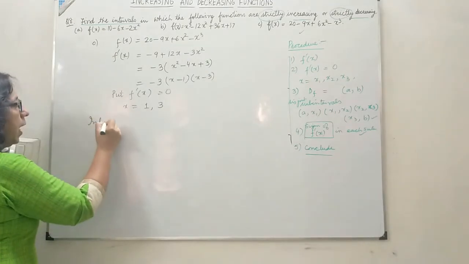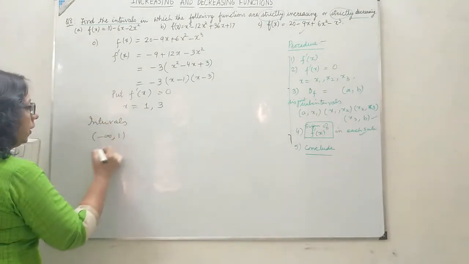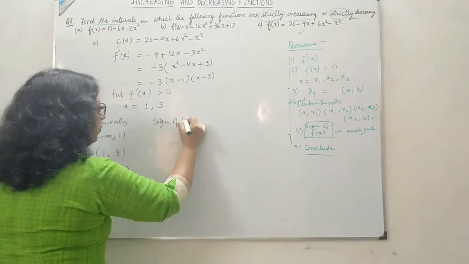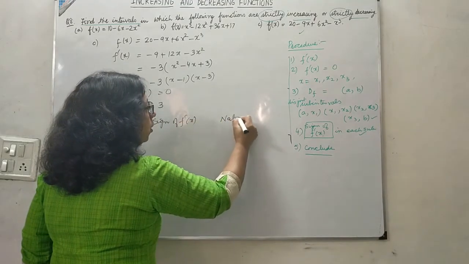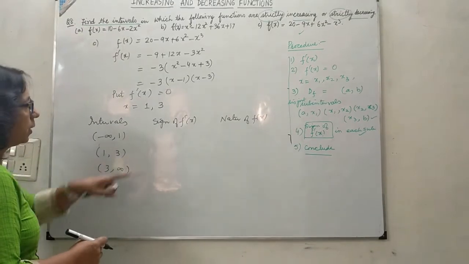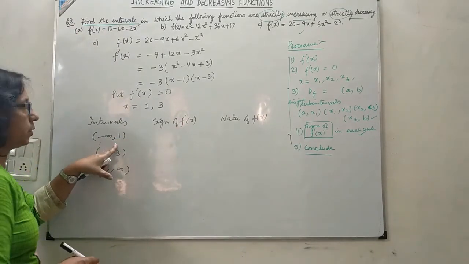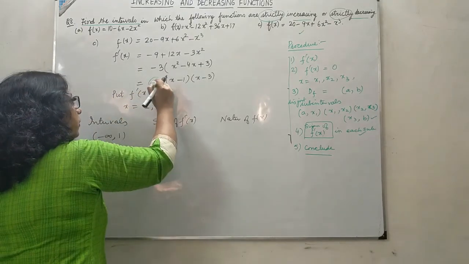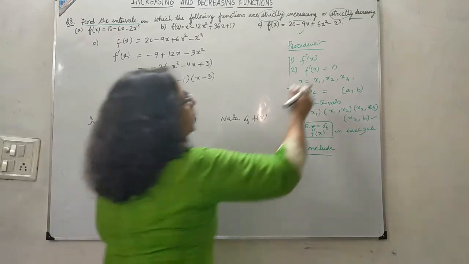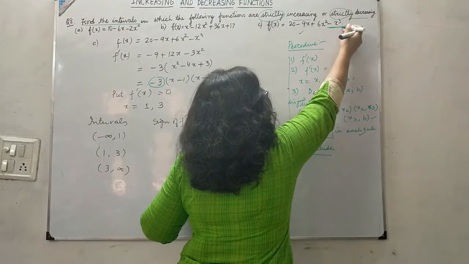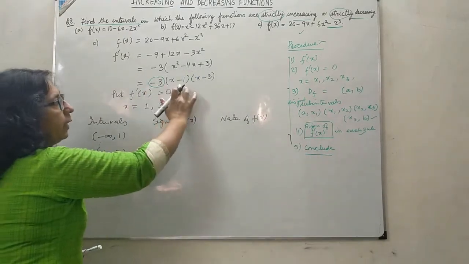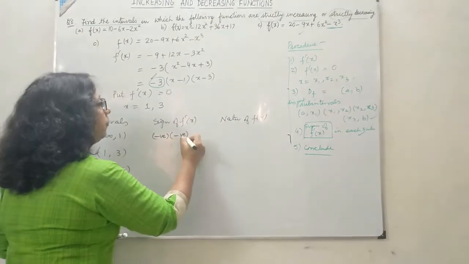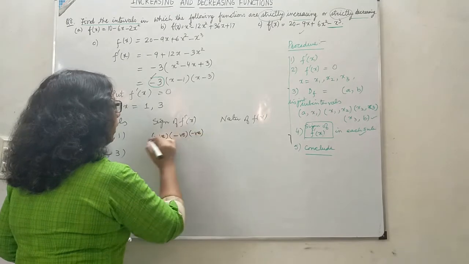Now the intervals will be minus infinity to 1, 1 to 3 and 3 to infinity, and the sign of f dash x, and here we have the nature of f x. Now see the sign of f dash x: if I take any point say 0, then we have this negative and this also negative. But you can observe that there is a minus 3 also. Actually the highest degree term is negative here. So negative, negative, negative, there are three negatives. So you have to be very careful about the constant term as well, whether it is positive or negative. So it changes the sign.